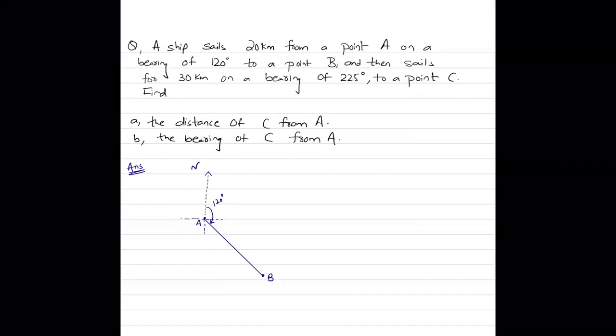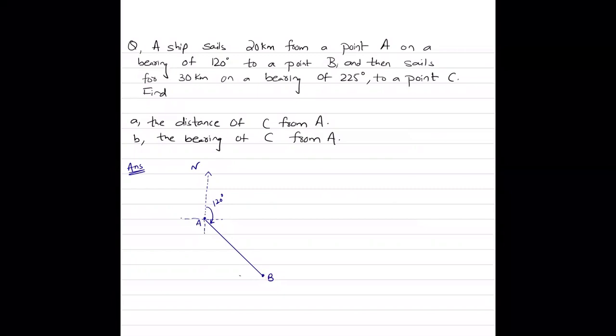Then the ship is sailing for 30 kilometers on a bearing of 225 to a point C. So the bearing of C from B is going to be 225. Is this statement making sense? First the ship is traveling from A to B at a bearing of 120. So when the ship was at A, it steers at 120 degrees, starts traveling and reaches point B. Now when it is at point B, it steers again at a bearing of 225 degrees, and then travels on to point C.